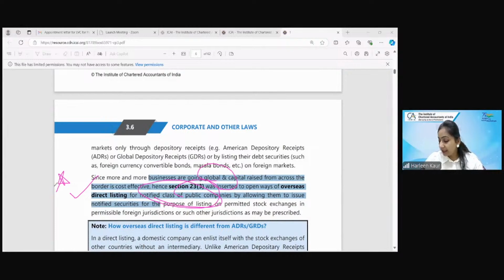For any other companies, GDRs have to be issued in case they want the investment from the foreign. In case they want the investment from the foreign, GDRs can be issued, which is covered under section 41. Simple. There was just this much of a line to tell you that there are certain notified companies which can go for overseas direct listing, but for any other companies, GDRs can be issued. GDRs will be covered in section 41.